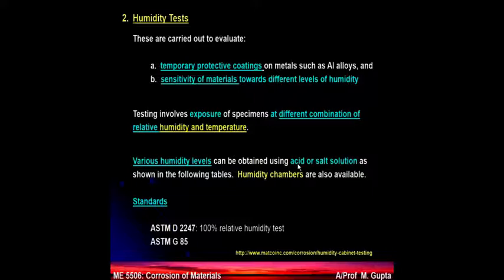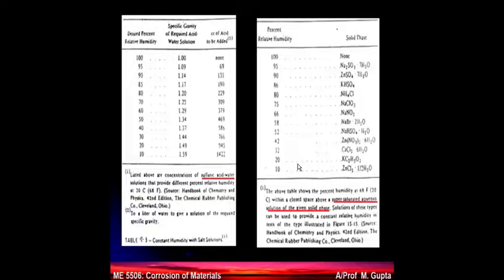And once again, when you do any kind of testing, whether it's corrosion testing, mechanical testing, or any other kind of testing, try to look for standards. Because once you follow the standards, your results are acceptable at the international level. So for example, for the humidity test, you have an ASTM standard written here, and another ASTM standard written here. So just follow whatever suits your requirement better. And the different levels of humidity can be managed by using different types of acid solution or salt solution. So this kind of information is available. This is only for your reference.